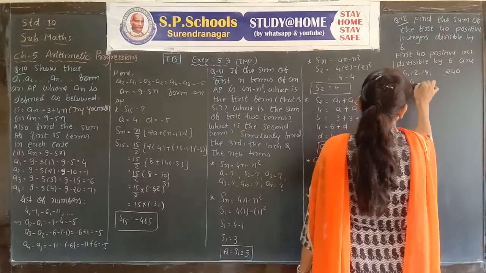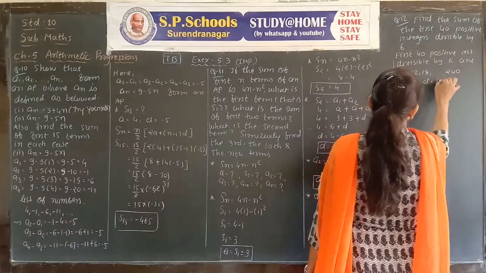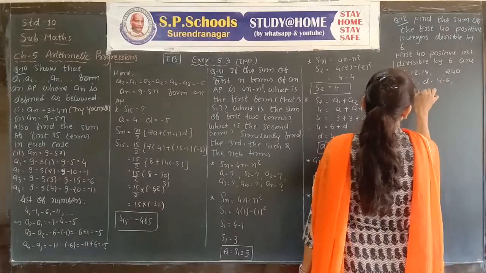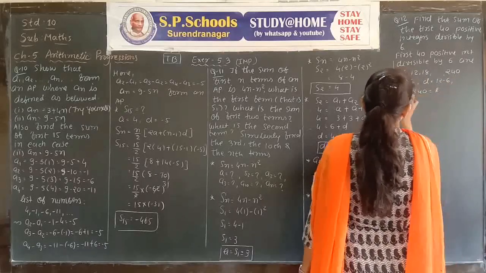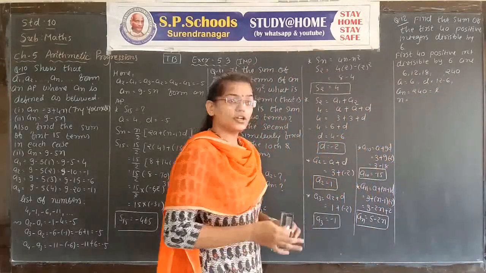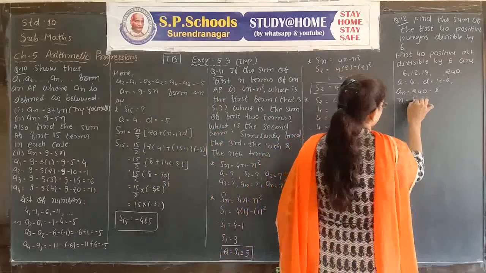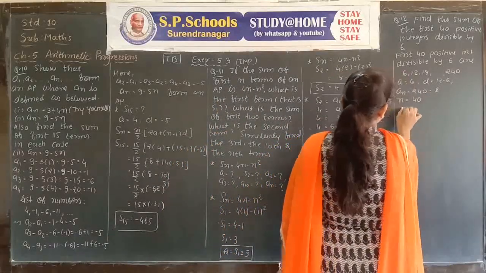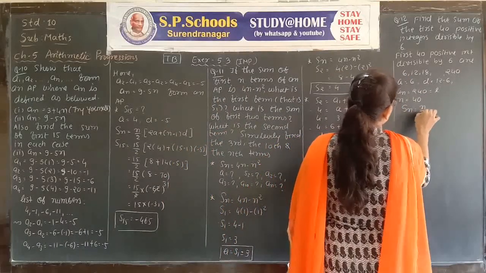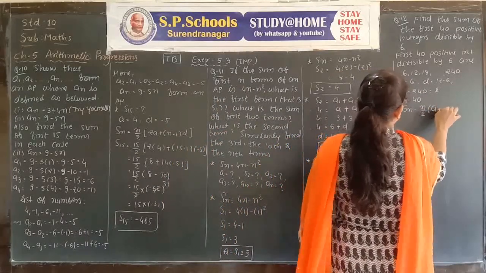First term A is equal to 6, the common difference D is 12 minus 6. The last term An is equal to 240, which is L. We know N here because we need to find the sum of the first 40 positive integers. N is equal to 40. That's why we are going to use the short formula. Sn is equal to N upon 2 into bracket A plus L.